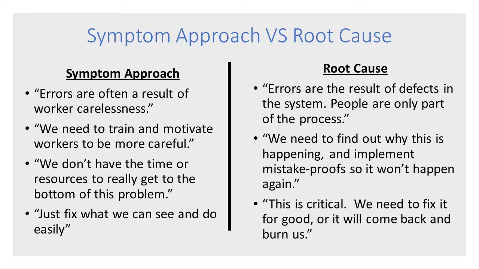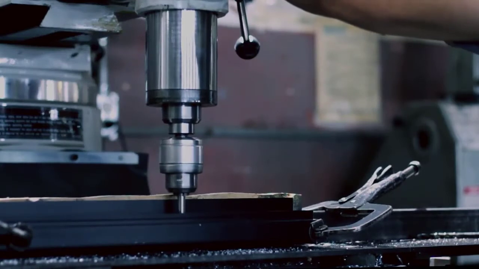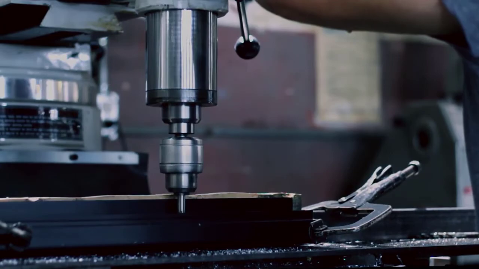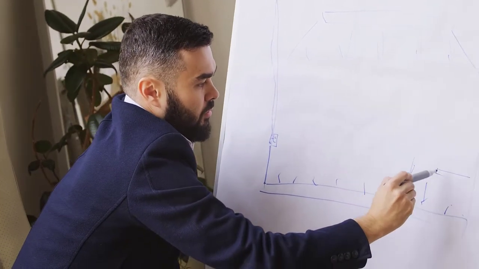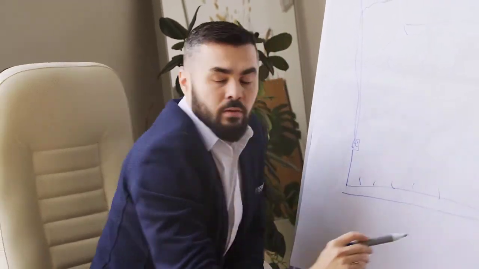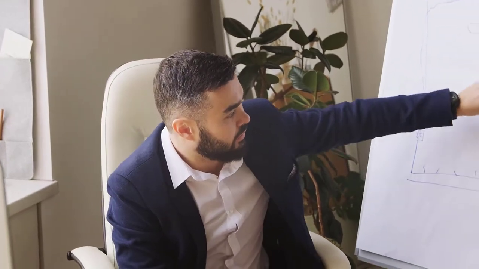Looking at root cause, then we have to think about what are the contributing factors. Errors are the results of defects in the system. People may only be part of the process. We need to find out why this is happening and implement mistake proofs so it won't happen again. Not necessarily just relying upon that communication to humans.